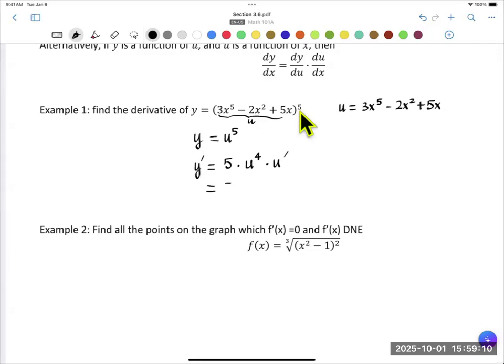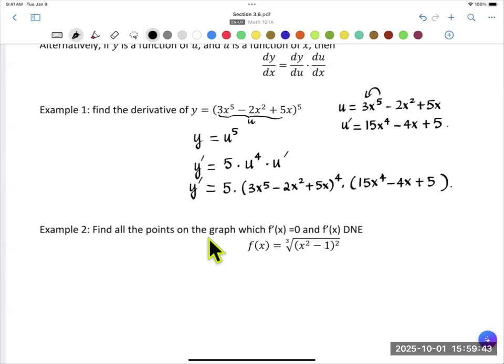And what is u prime? u prime will be 15x to the power 4, because we bring down the 5, minus 4x plus 5. So we're going to replace everything back to the x variable. Our y prime will be 5 times (3x to the power 5 minus 2x squared plus 5x) to the power 4, and then times u prime, which is 15x to the power 4 minus 4x plus 5. And that is our answer when we apply the chain rule.